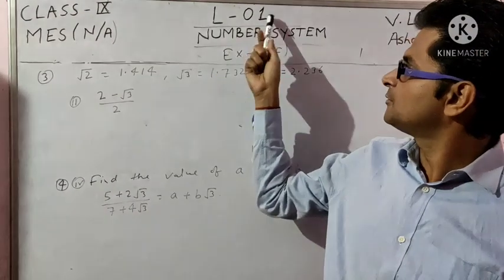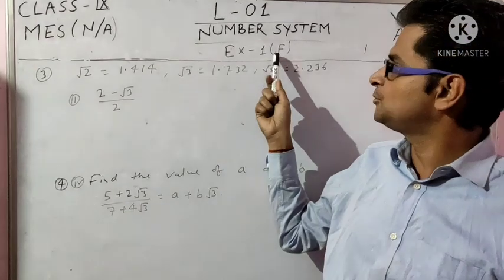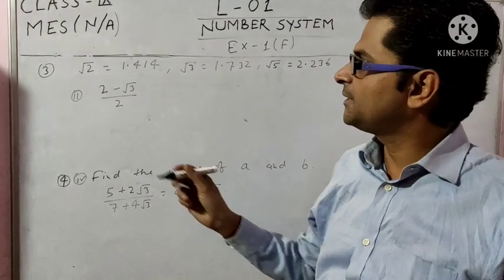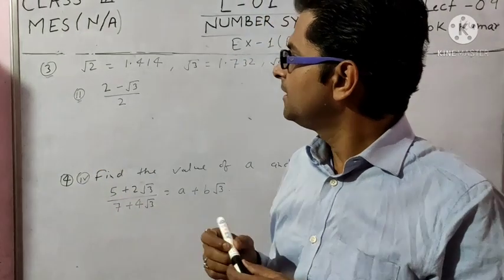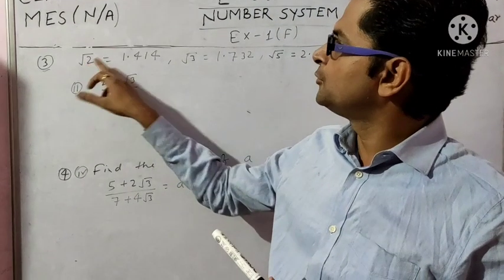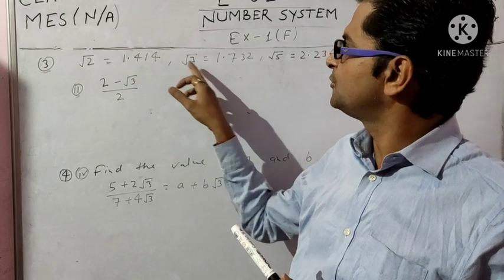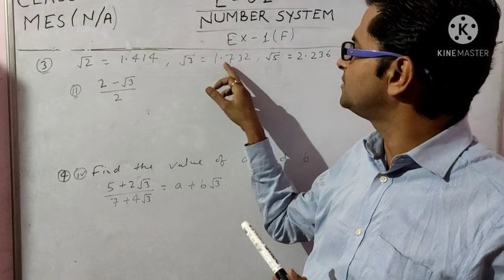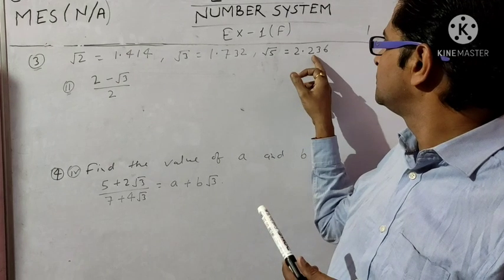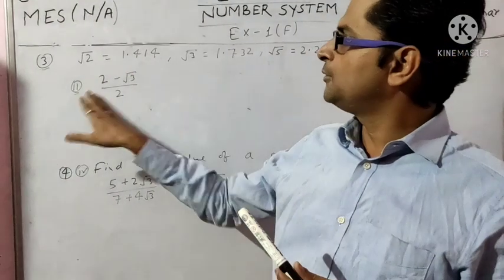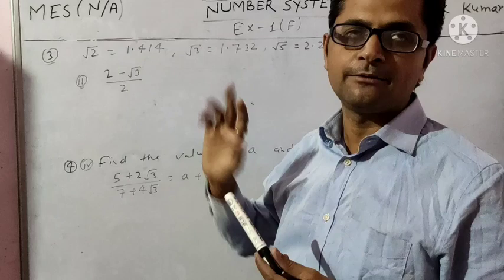Again student, lesson 1, number system, exercise 1F. Here student, question number 3, part 2. The value of root 2 is given as 1.414, the value of root 3 is 1.732, and the value of root 5 is 2.236. Calculate (2 minus root 3) divided by 3.